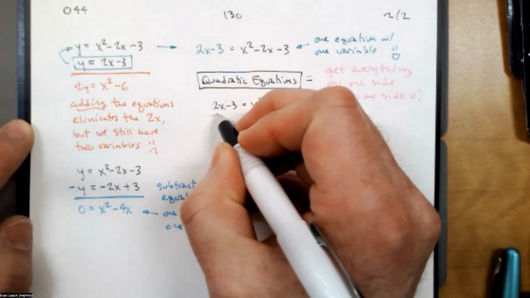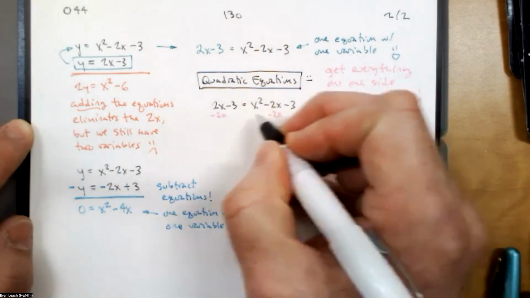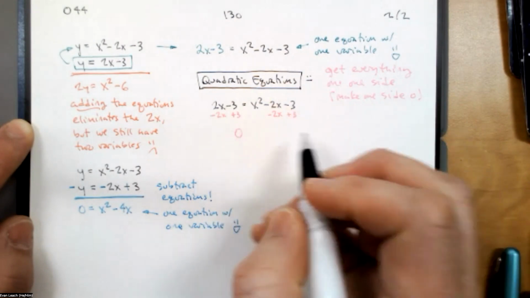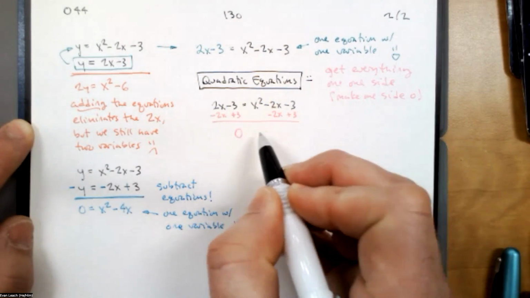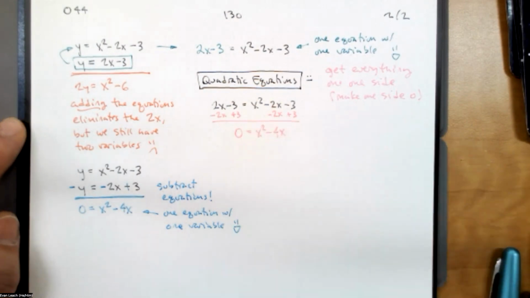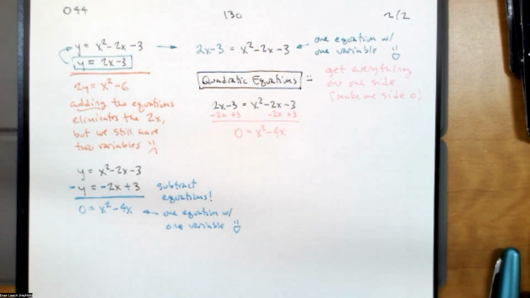So I'm going to subtract 2x from both sides. I'm going to add 3 to both sides. And that's going to make this left side 0. And over on the right, I get x squared minus 4x, which is the same x squared minus 4x that we had when we subtracted the equations. So our strategy is to get everything on one side, make one side 0, and then try to factor.